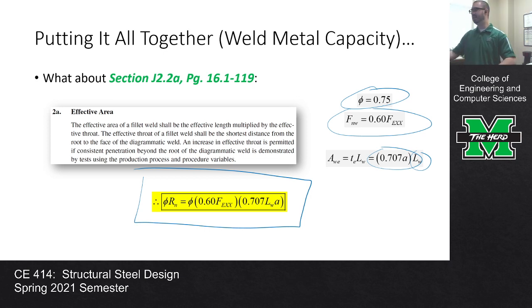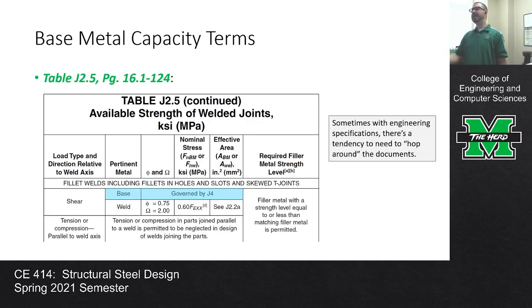Weld strength is easy. Now that's for the weld metal. What about the base metal? The base metal, it just says governed by J4. So you have to turn to, again, another section of the spec. Again, I apologize for that. You have a tendency to hop around.